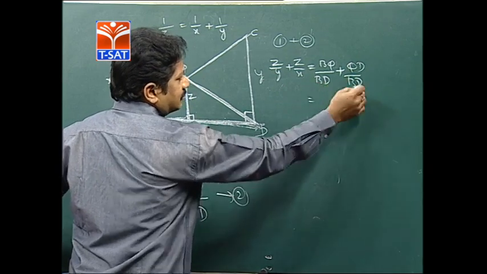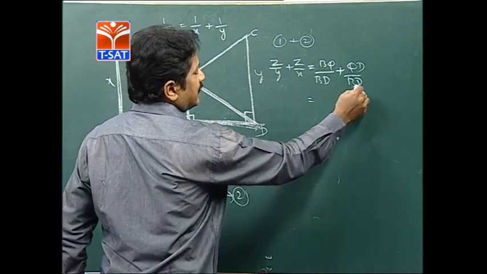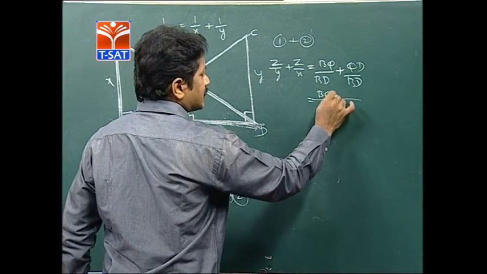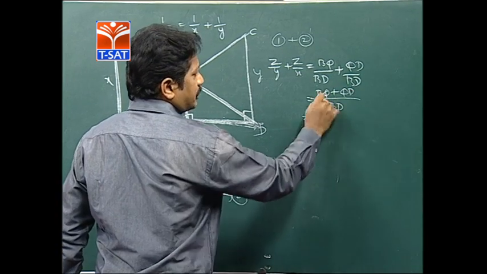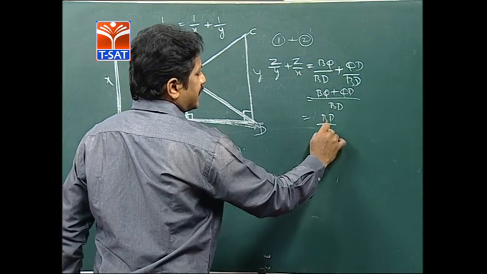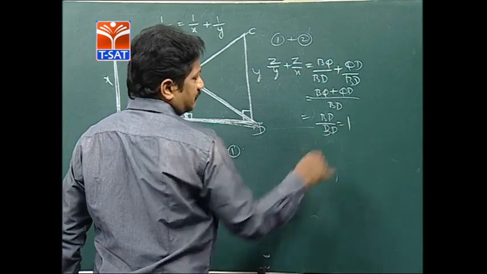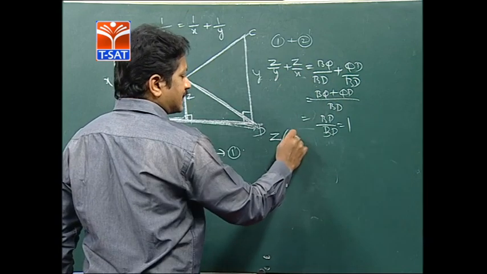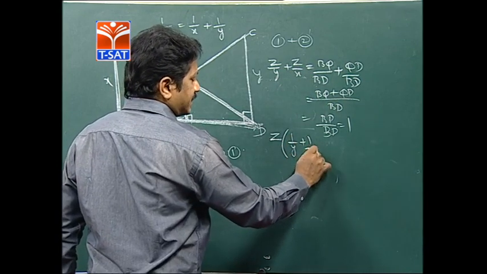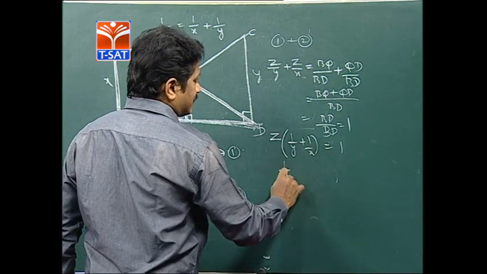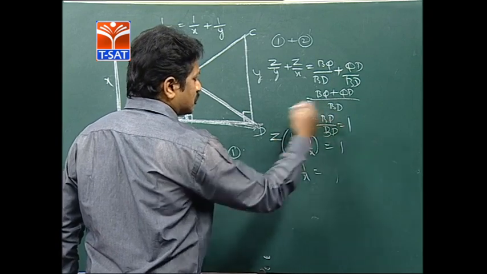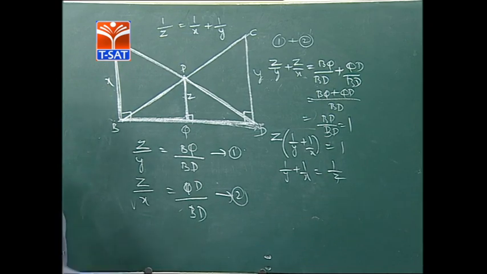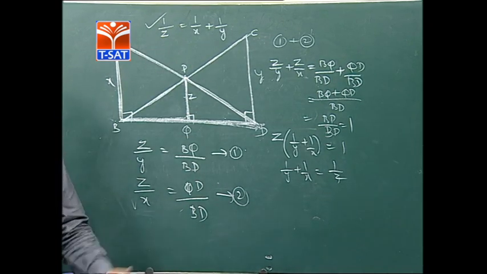It is very clear, BD is common, so the LCM is BD. So BQ plus QD will come, correct? What is BQ plus QD? It is BD. So BD by BD gives 1, which means Z by Y plus Z by X. You can take Z common from these two, that is 1 by y plus 1 by x is equal to 1, or sending z to the other side, 1 by y plus 1 by x equals 1 by z. It's over.